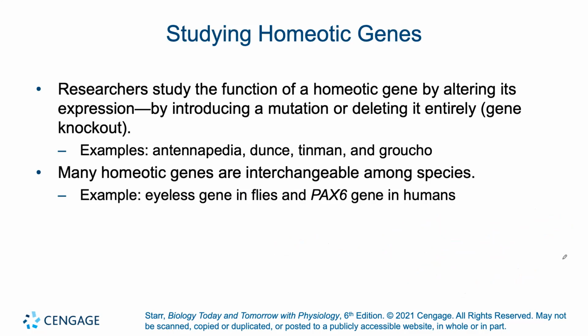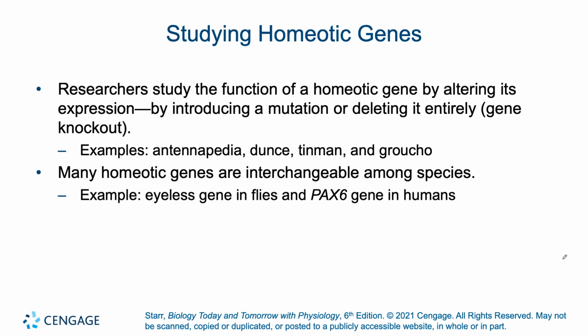Researchers are studying the function of homeotic genes by changing their expression, introducing mutations, or deleting them entirely. We can take DNA and do that, right? We can take DNA from a source, and through the use of various tools, remove pieces of the information, add other pieces of information, and then put that altered information back into the organism. There are ways to do that, and then see what happens. Okay. Examples include things like Antennapedia, Tinman, and Groucho. Those are just nicknames for these homeotic genes that they've worked on.